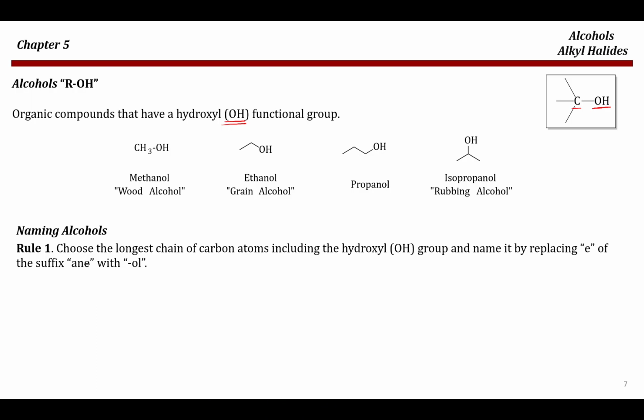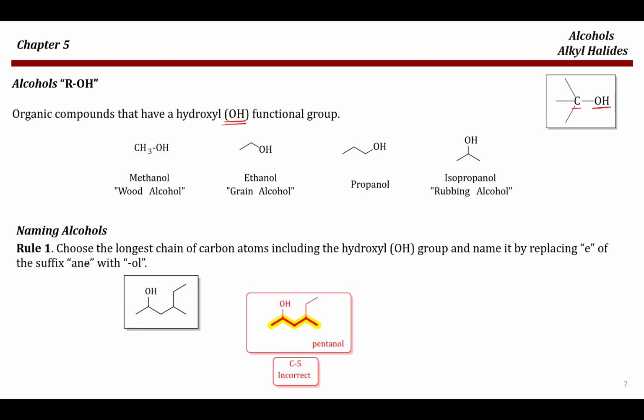To name alcohols according to the IUPAC naming rules, first of all, we have to choose the longest chain of carbon atoms, including the OH group. And then we name it by replacing the E, which is usually placed at the end of the name of an alkane, with the OL suffix. For example, in this case here, if we have this compound, then I can choose the highlighted chain, and in this case my compound will have 5 carbons and it's called pentanol.